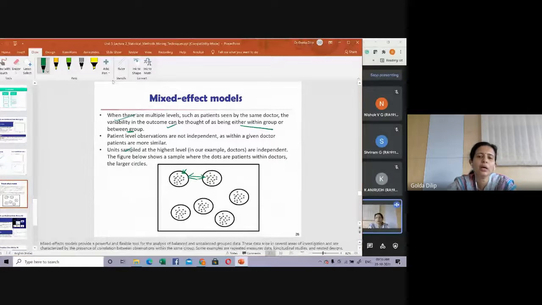In the figure depicted here in the PPT, the dots are the patients, and the larger circles are the doctors. These are the patients for one particular doctor, and these are the patients for another doctor: doctor D1, D2, D3. How many are there? One, two, three, four, five, six. So patients are being analyzed by six doctors.